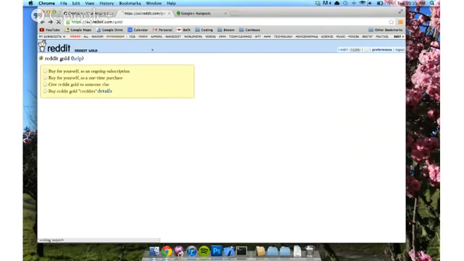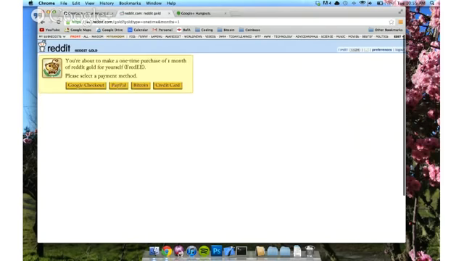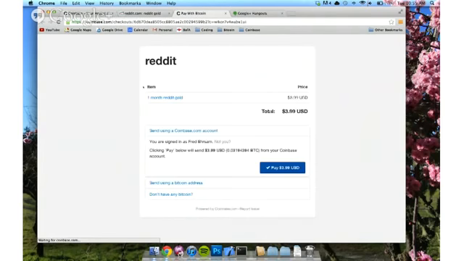So one of our first merchants to integrate our tools was Reddit, a popular, probably top 100 site in the U.S. Yes. So I'm going to go ahead and buy Reddit Gold for myself. I'm going to buy a month of it. And you can see they have Bitcoin as a checkout option.